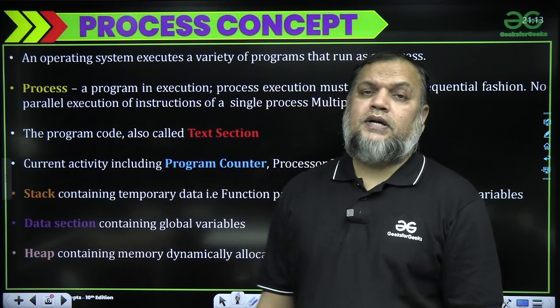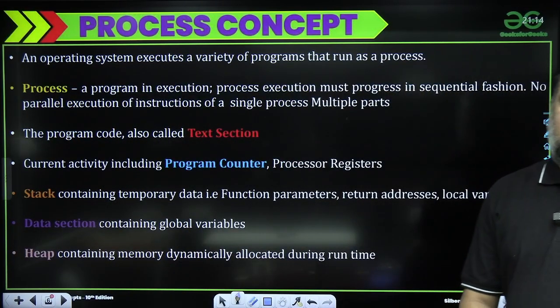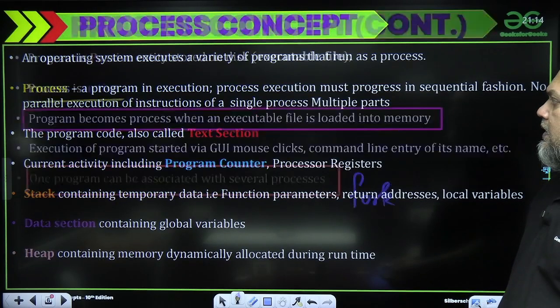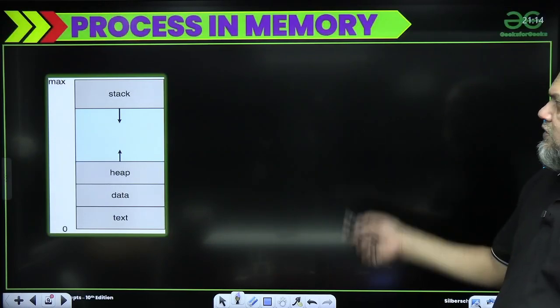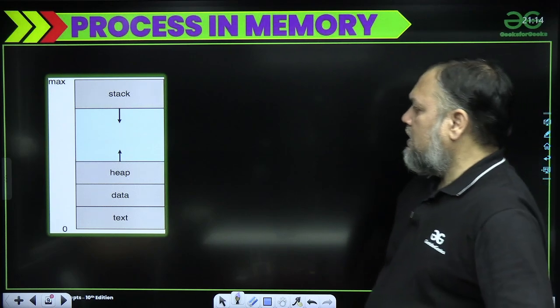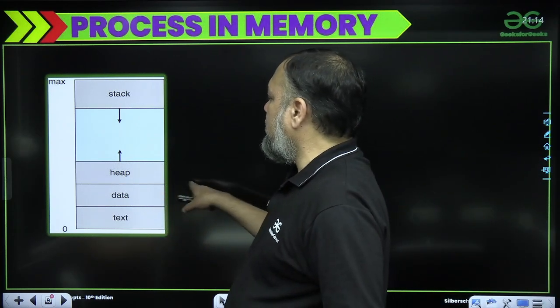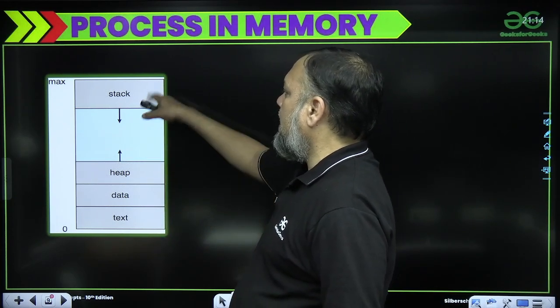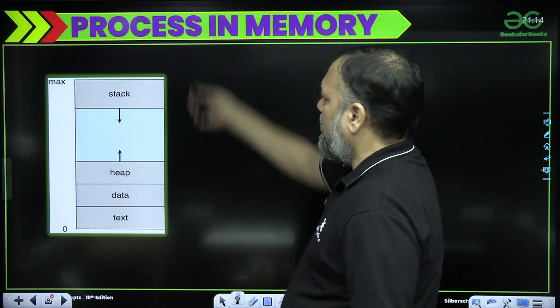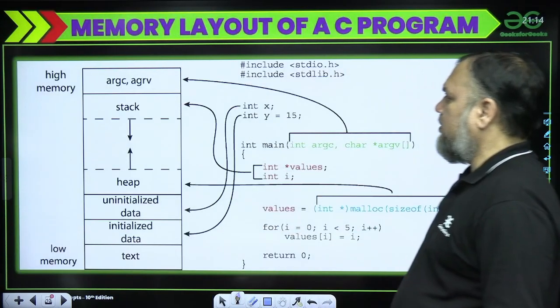A very important point. This is a useful interview tip. So that is the process structure. You can even see this diagram from the Galvin textbook. Text is here, data, global data, initialized and uninitialized, heap section and stack section, and that is growing in this direction. Addresses are going in this direction.